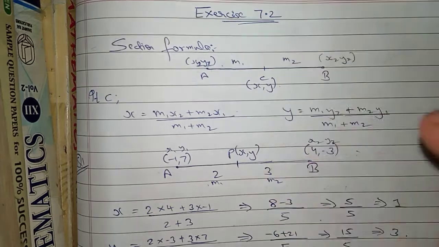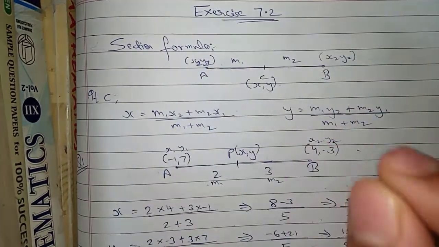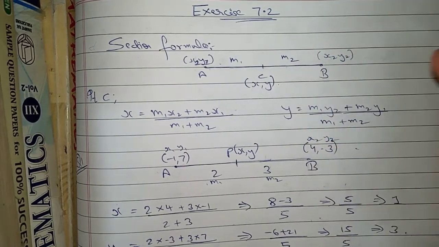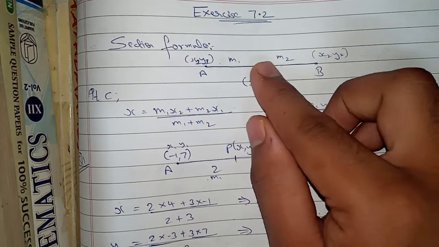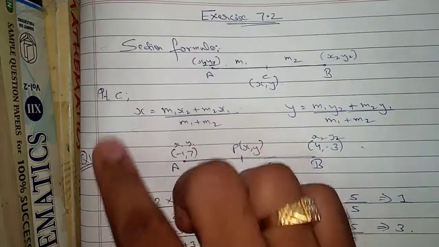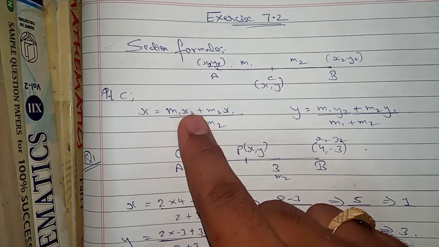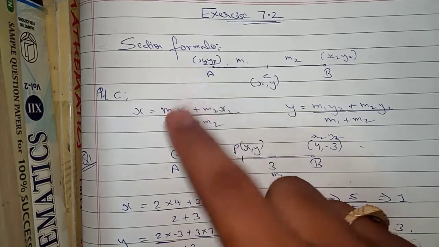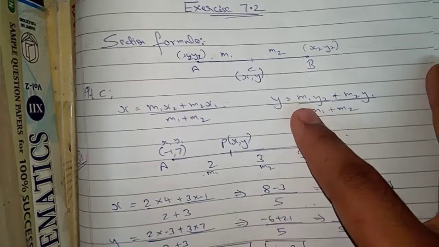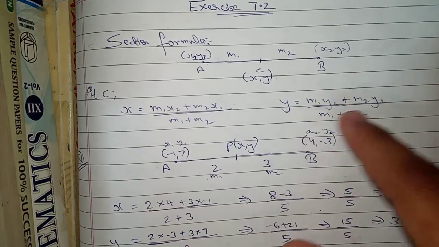m1 and m2 are the ratios which are given in the question. x1, y1 is also given in the question, and x2, y2 is also given. We have to find the value of x and y, the point which divides the line. So for point C, x is equal to (m1 x2 plus m2 x1) upon (m1 plus m2). We have to put the values only. And for y, it is (m1 y2 plus m2 y1) divided by (m1 plus m2).